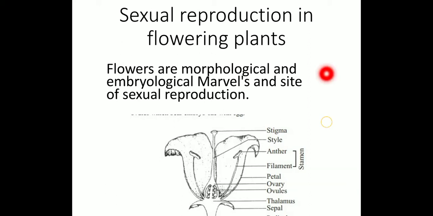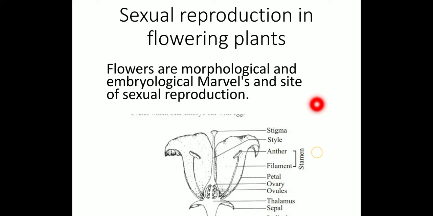Good morning, students. Today we are going to start with the topic sexual reproduction in flowering plants. You know that sexual reproduction is the important character of all the higher plants. During the process of sexual reproduction, the plant produces flowers. So, flowers are the site of sexual reproduction. These are considered as morphological, embryological marvel and site of sexual reproduction.